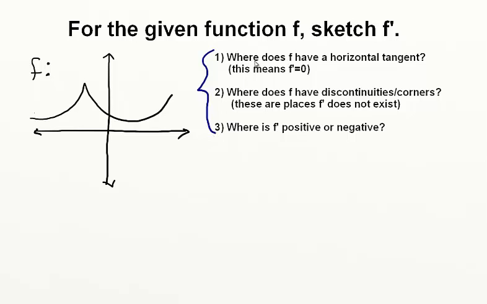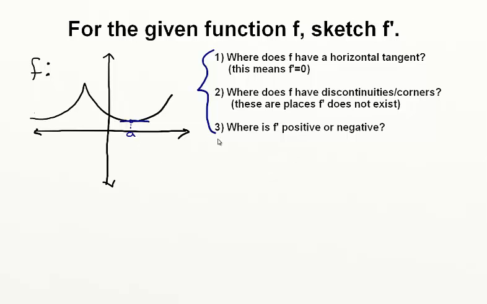So the first step is, where does f have a horizontal tangent? This means f prime, the derivative, is going to be equal to 0. Looking at this graph of f, we can find one point right here where, when we draw the tangent line, it's going to be horizontal. So we're going to call that point A.